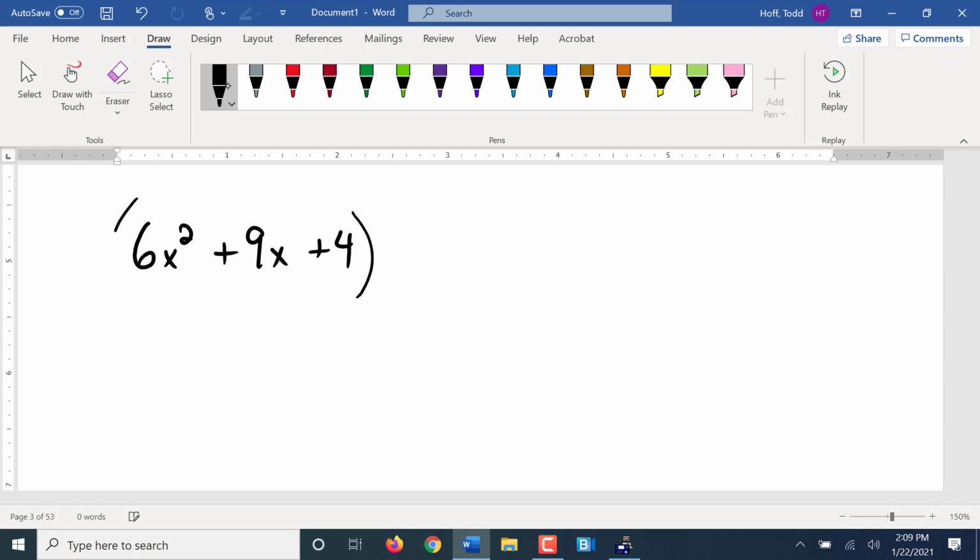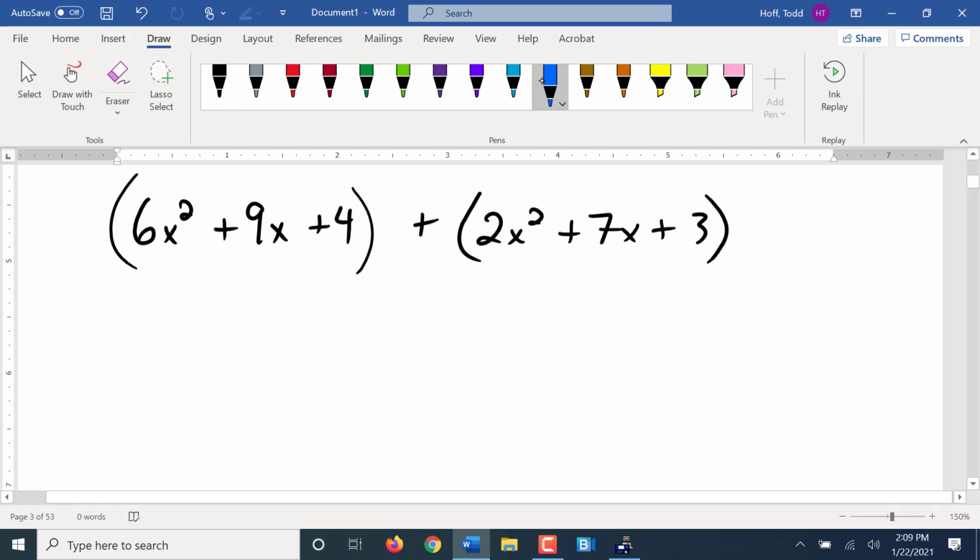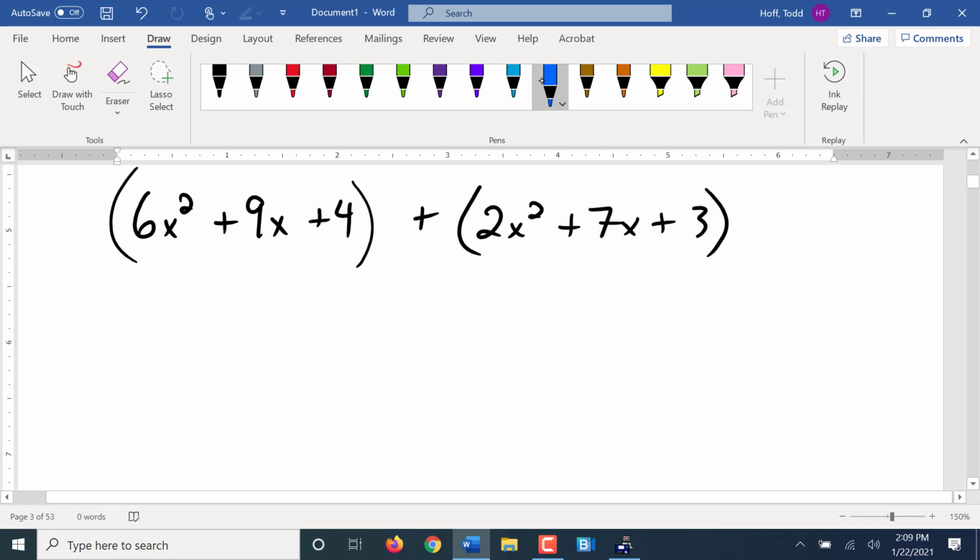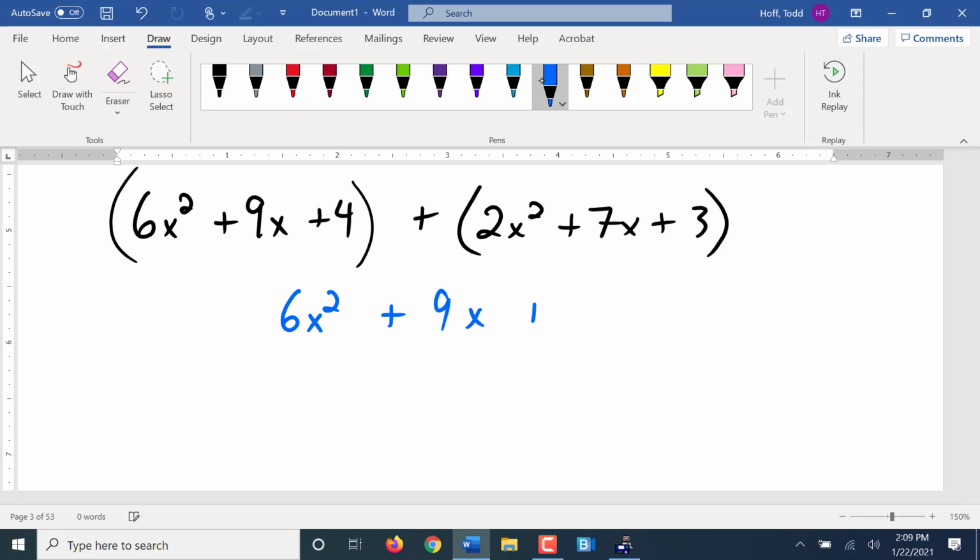Now the parentheses here are not an enclosing symbol. It's just saying that's a number by itself. Plus 2x squared plus 7x plus 3. When I go to add them like that, I can set it up just like I do whole numbers. I'll rewrite my 6x squared plus 9x plus 4, and then I'll line up the columns underneath.